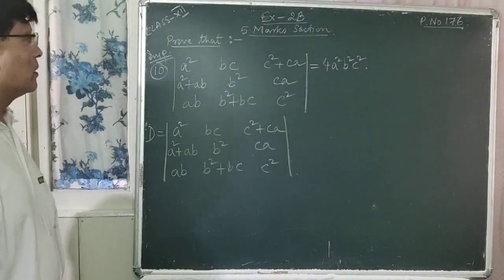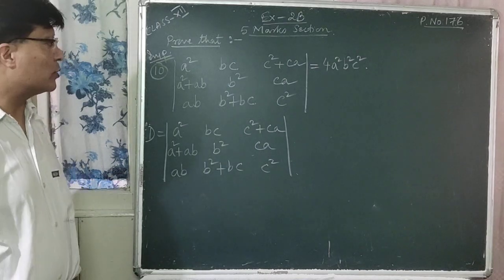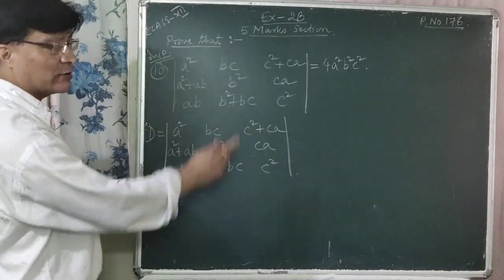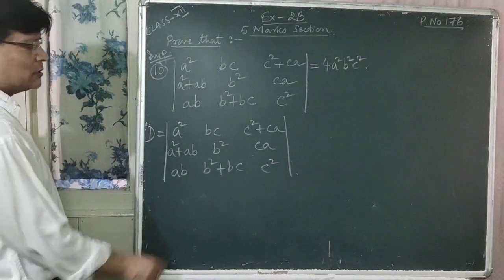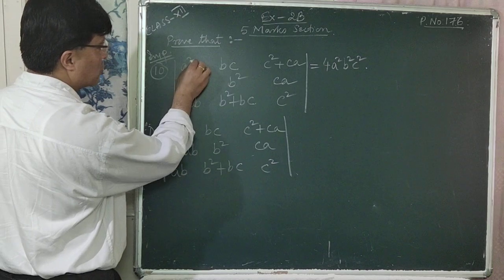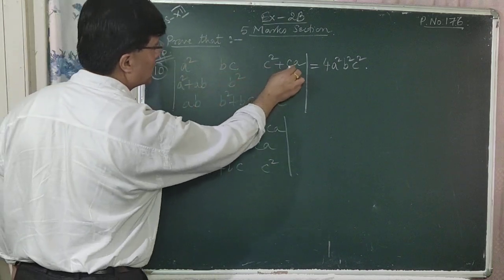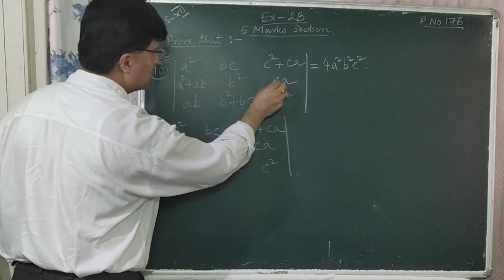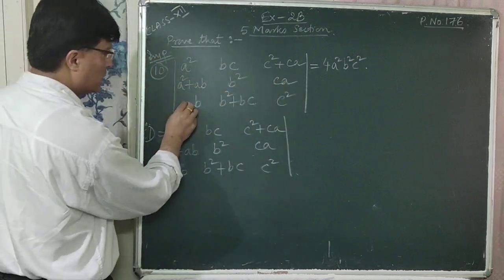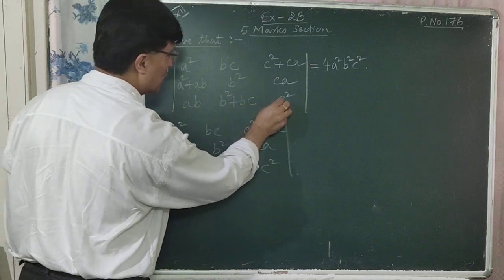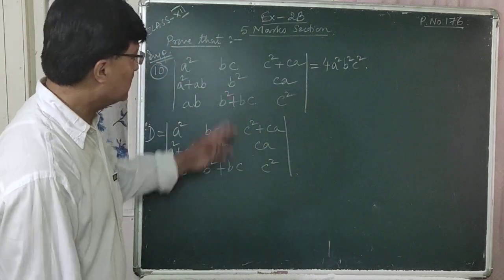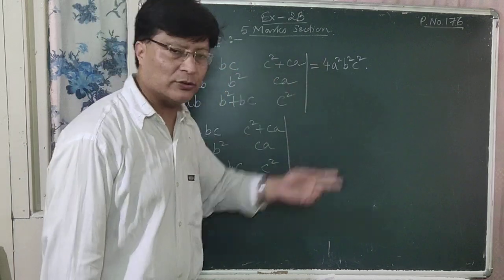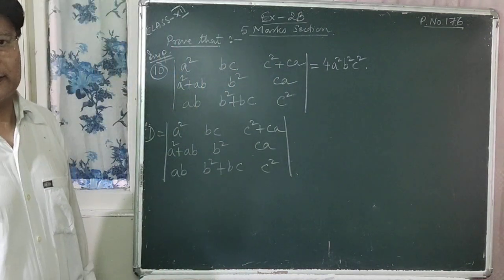So now we will do the next question, that is question number 10. Here also you have to prove it. Left hand side is equal to right hand side. The given determinant is, in the first row, a square, bc, c square plus ca. Second row, a square plus ab, b square, ca. Third row, ab, b square plus bc, then c square. You have to prove this left hand side's determinant is equal to 4a square b square c square.